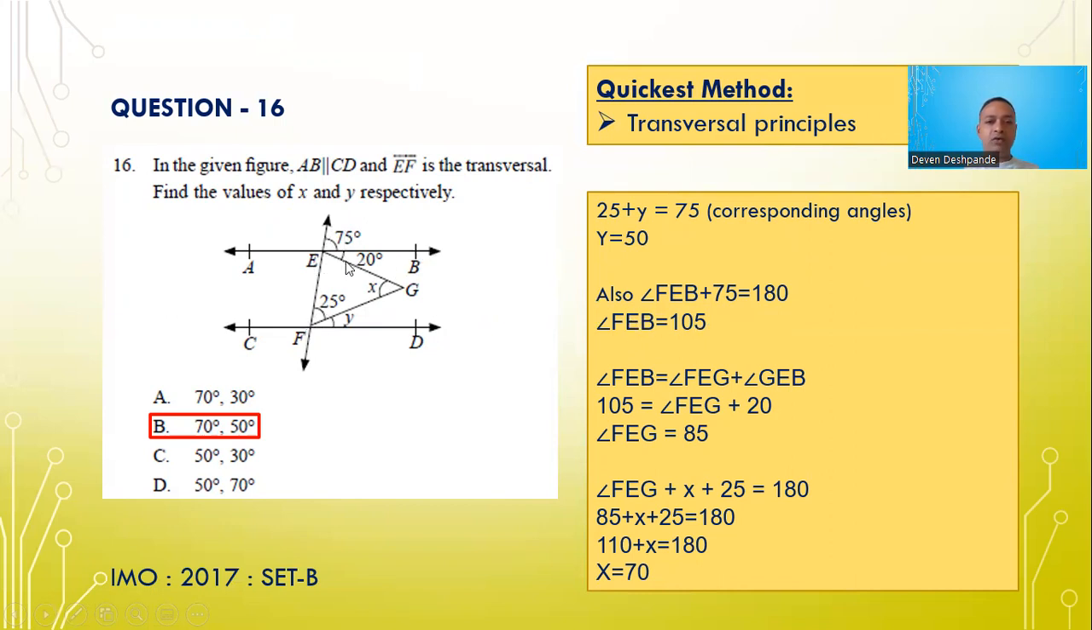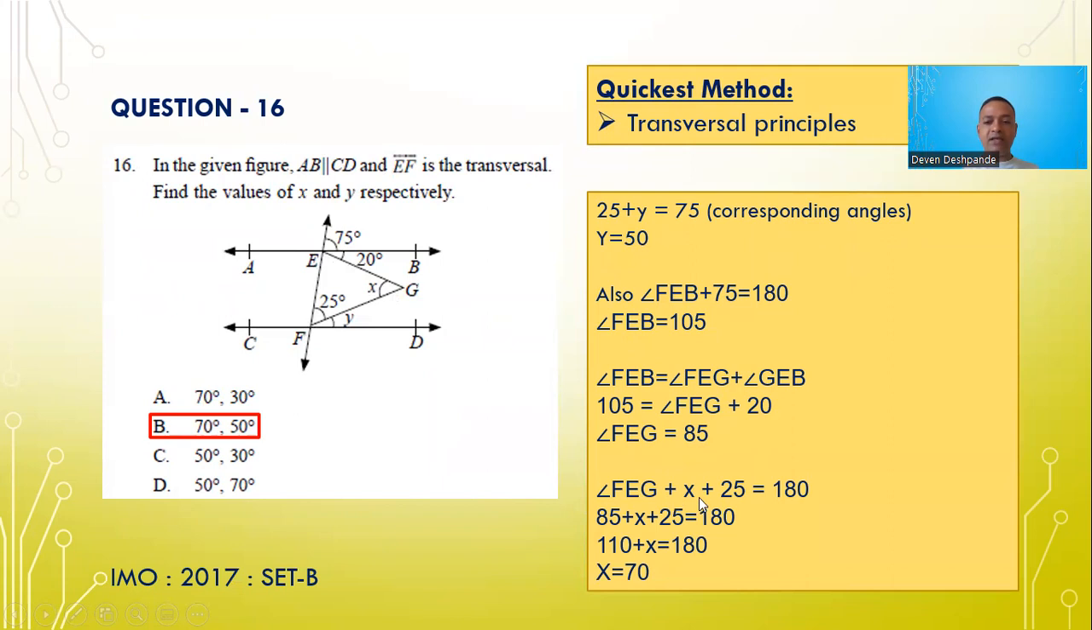FEB will be 105. So again, FEB is angle FEG plus GEB. And GEB is 20 and FEB is 105. So 105 is FEG plus 20. So what is FEG? 85. So FEG will be 85. This angle will be 85.